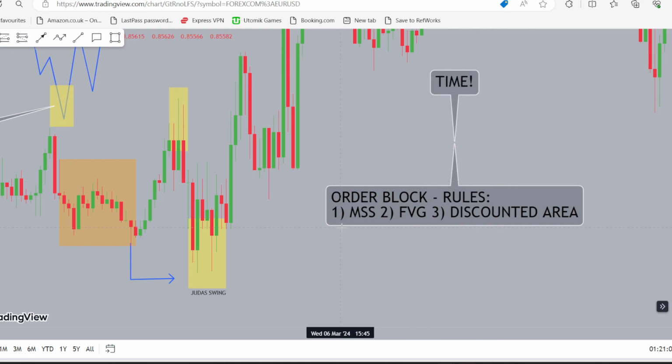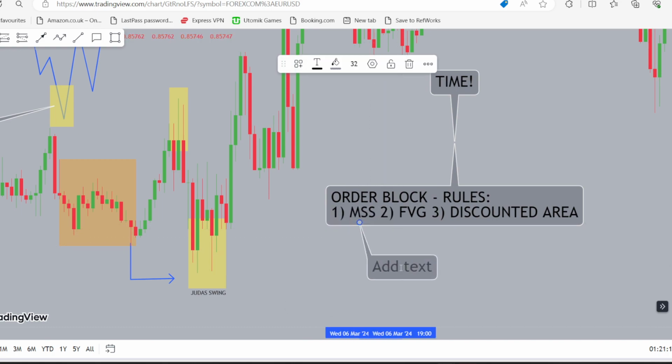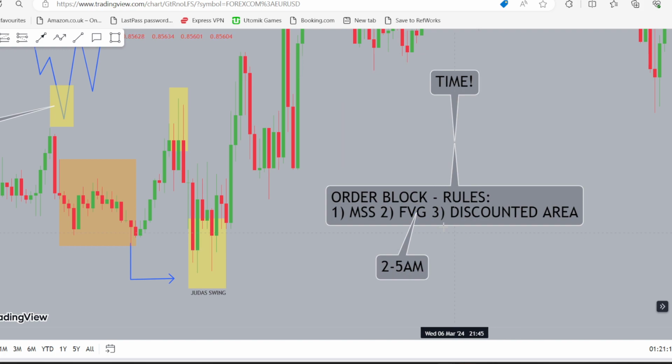So you have a market structure shift in the London session. Again, that London session, what is it? It's anywhere between 2 and 5 a.m. It's okay to take an entry slightly after these times, but the fair value gap, which is the most important thing, must occur between 2 and 5 a.m. for it to be a high probability order block, okay?